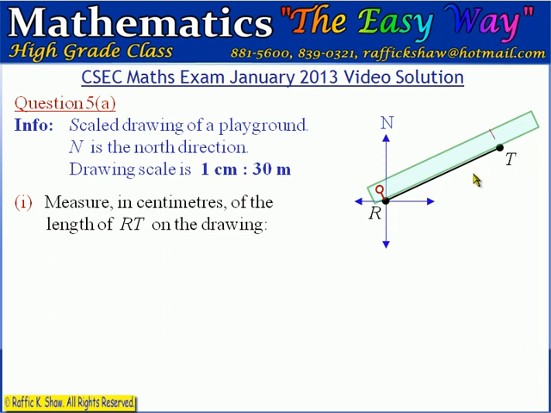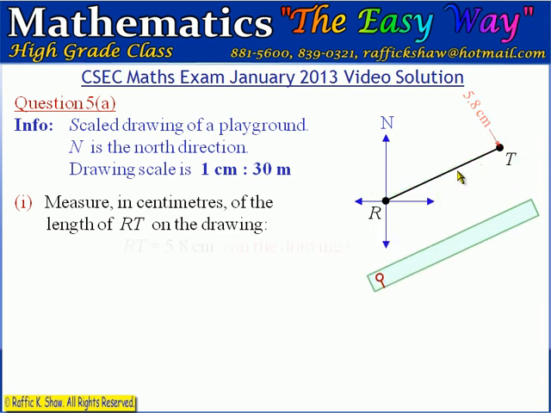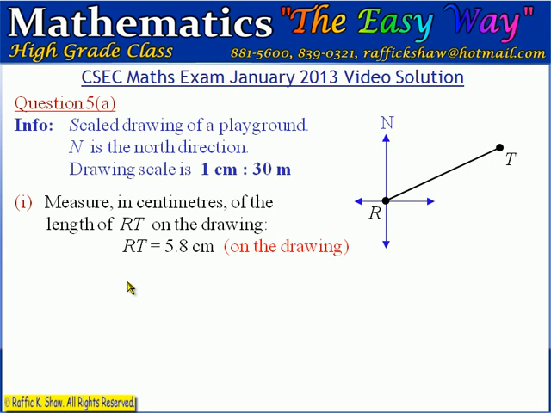Right, so we carefully position the ruler such that we can measure the length of this line on the drawing carefully. And based on my drawing, I am seeing a length of 5.8 centimeters, and therefore the length of RT on my drawing is 5.8 centimeters. And so we can write that RT is 5.8 centimeters on the drawing.